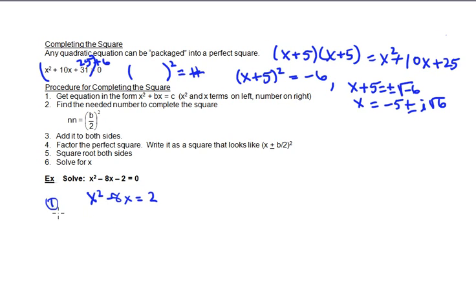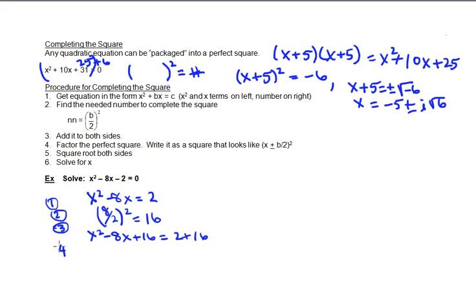Second step, and this is a very critical step, it says find the needed number to complete the square. And so this needed number is b, the coefficient of the middle term, and I don't really care about the sign, but I'm just going to take that 8 and divide it by 2. And then I'm going to square that, and so this is equal to 4 squared, which is 16. Next, step 3 says that we should add that number to both sides of the equation. So I have x squared minus 8x plus 16 is equal to 2 plus 16.